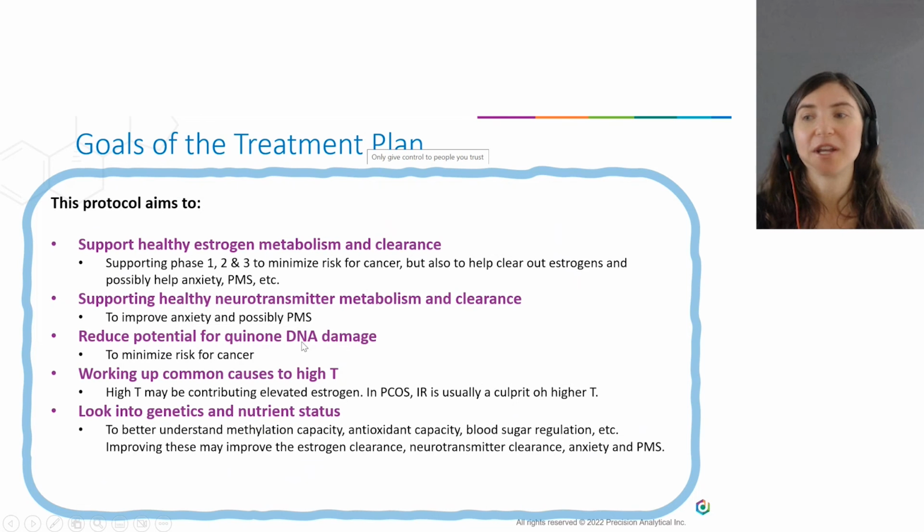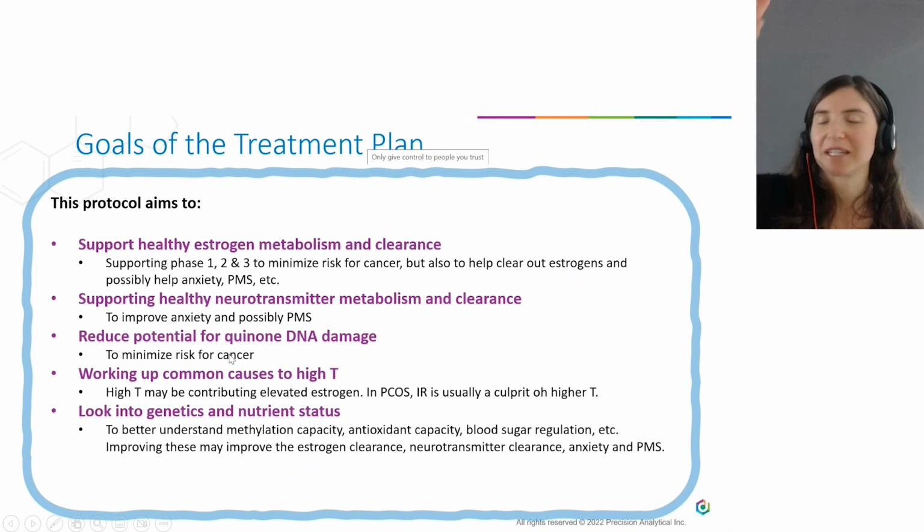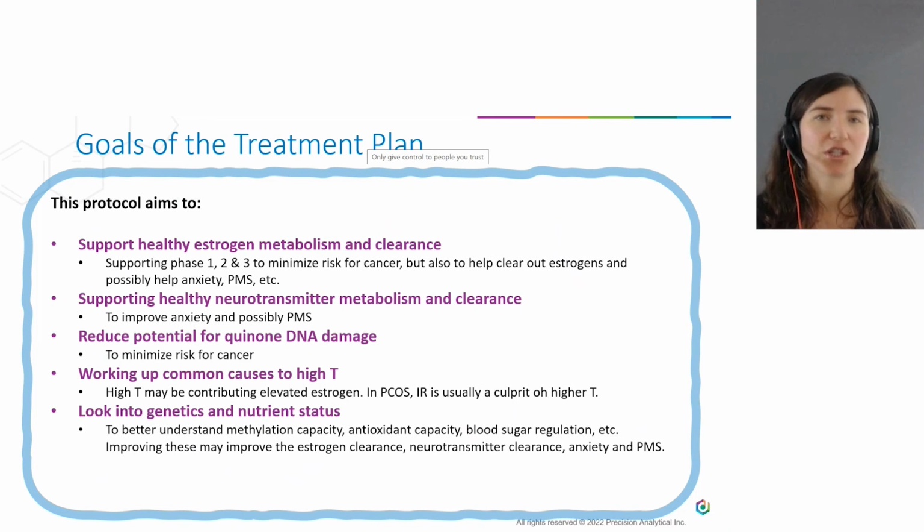Reduce potential for quinone DNA damage. So remember, when you support methylation, you're just helping to clear out the 4OH and the 2OH metabolites. And it just helps keep them so that they don't spend as much time in phase 1 and they don't have as much risk to turn into a reactive quinone and cause DNA damage.